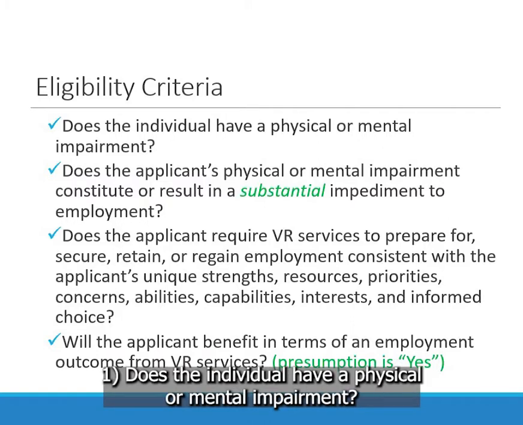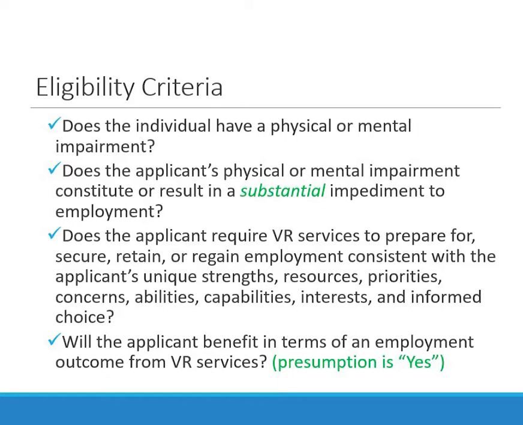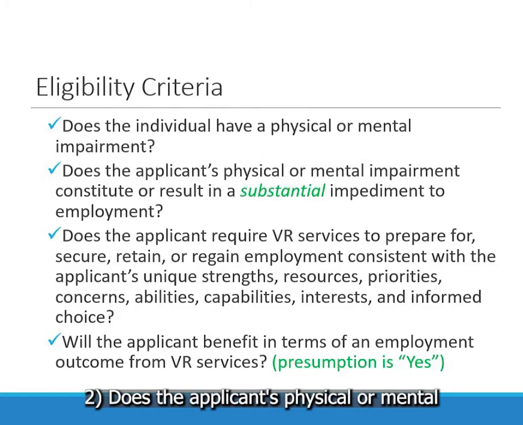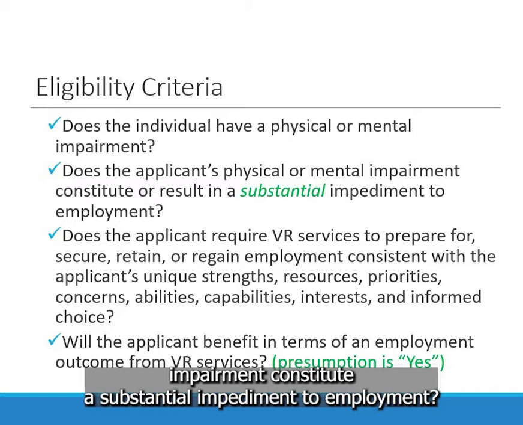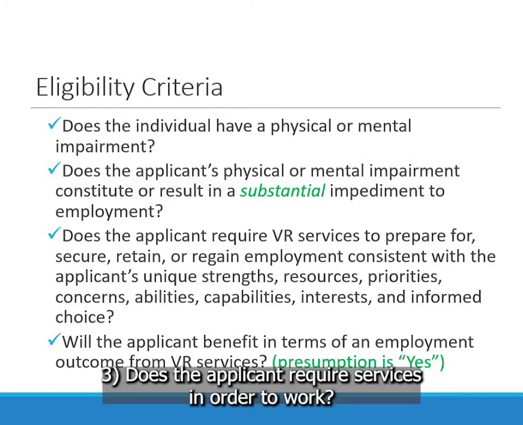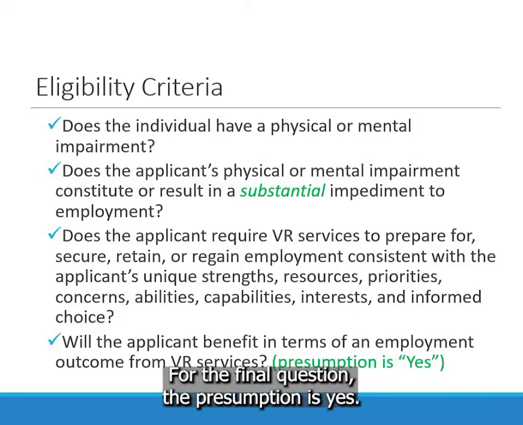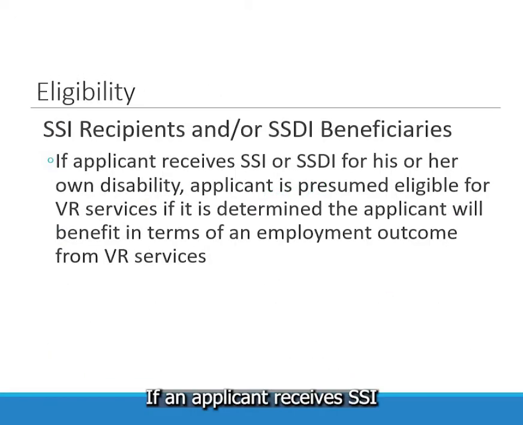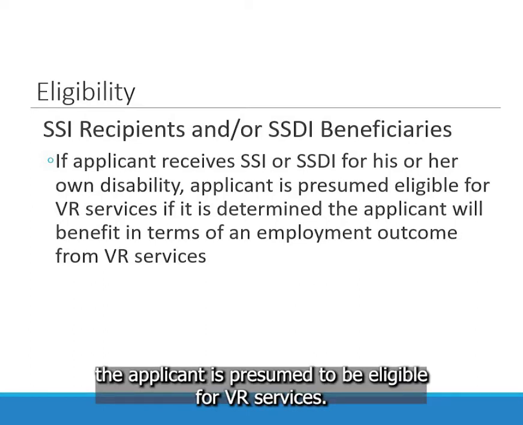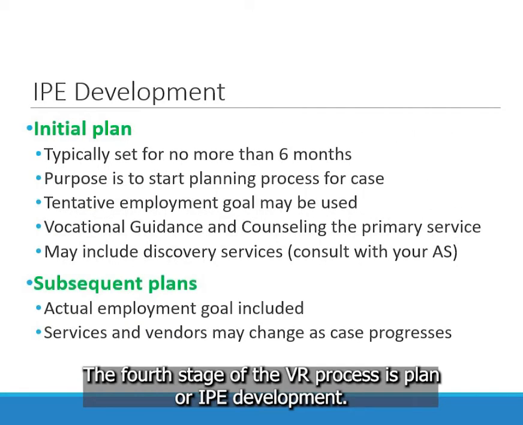1. Does the individual have a physical or mental impairment? 2. Does the applicant's physical or mental impairment constitute a substantial impediment to employment? 3. Does the applicant require services in order to work? And 4. Will the applicant benefit from VR services in terms of an employment outcome? For the final question, the presumption is yes. If an applicant receives SSI or SSDI for his or her own disability, the applicant is presumed to be eligible for VR services. The 4th stage of the VR process is plan, or IPE, development.